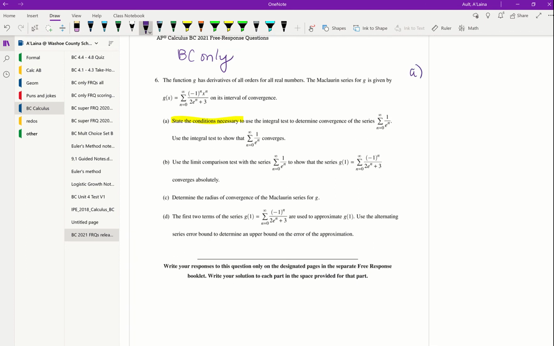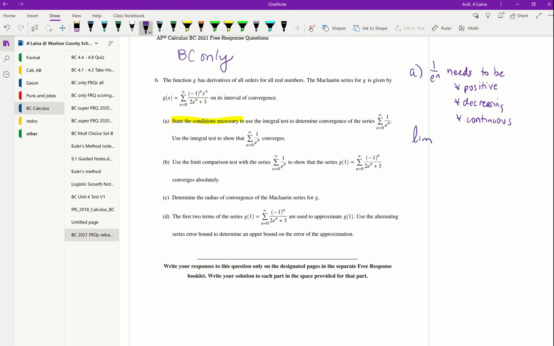The conditions are that, as we're using it for 1 over e to the n, 1 over e to the n needs to be positive, which it is. E to the n is always positive. Decreasing, which it will be if we increase our values of n. And continuous, which it is. It will never equal 0 in the denominator. Those are the conditions for the integral test. Those need to be stated. And then use it to show that this converges.